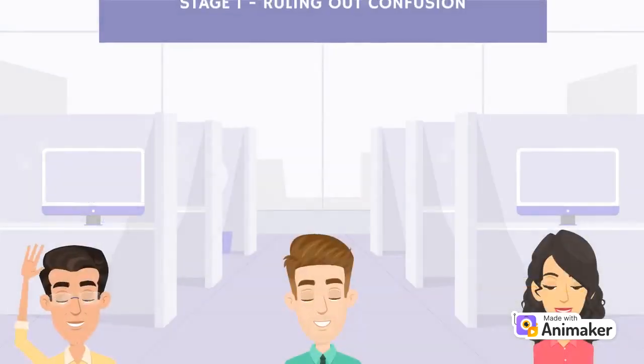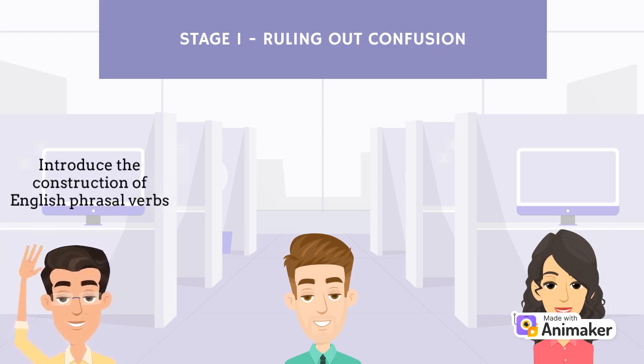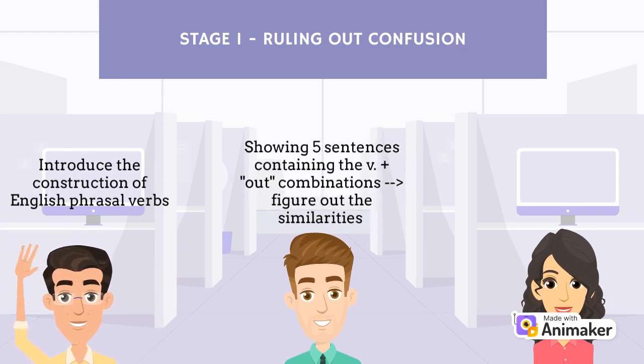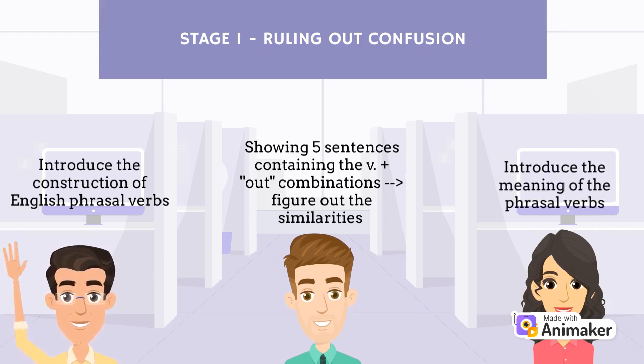The first stage is ruling out confusion. First, you need to introduce the construction of English phrasal verbs to your students and draw their attention to the target phrasal verbs. This can be done by showing them 5 sentences containing the verb plus out combinations, and asking them to figure out the similarities between these sentences. Next, you can introduce the meaning of the phrasal verbs by referring to both the sentences and the dictionary definitions.